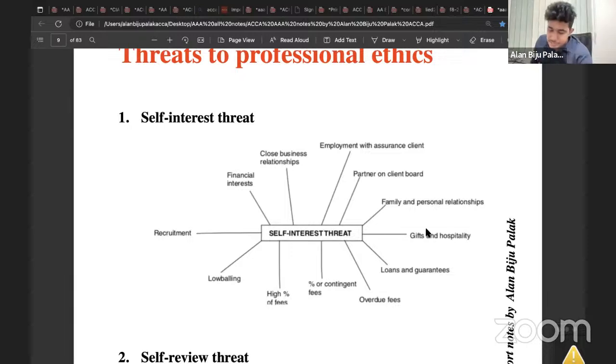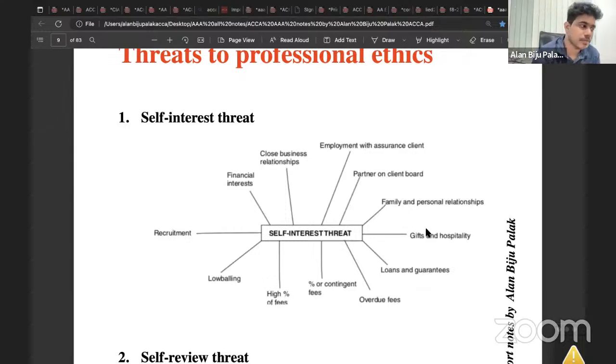And what if there is a possibility of lowballing? First thing, you should never fix a fee that is so low that it will never cover the cost incurred for the audit. You should fix a fee only that is sufficient to cover the cost incurred for the audit engagement. And if there is something that you believe will affect the audit engagement's quality, you should consider taking an external review of the work done.